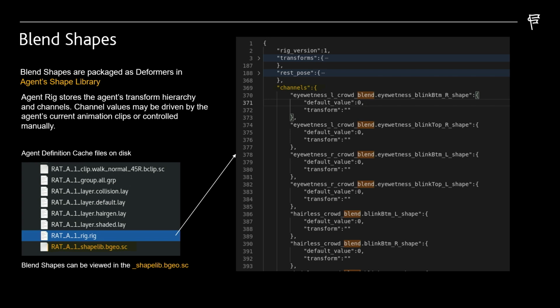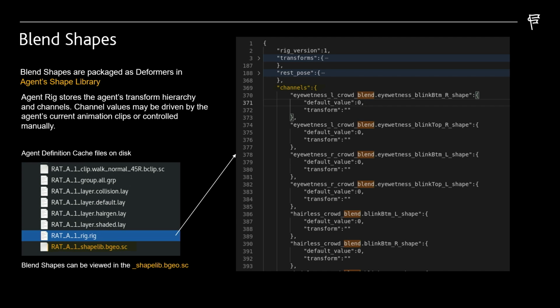First thing, if you have worked with the crowd system, you can write out agent definition caches on disk. The caches are basically ASCII files on disk. You can right-click and open these in a text editor. Two important pieces of information in the rig file are the transforms and the channels. Transforms contains the hierarchy of your rig, and the channels contain all the blend shapes that you export from the FBX.